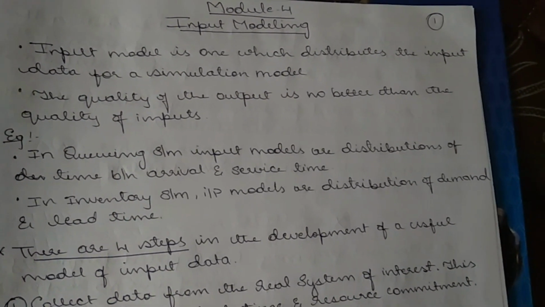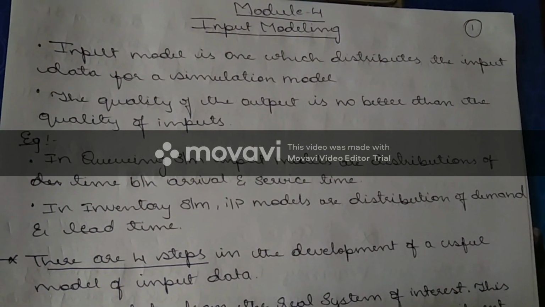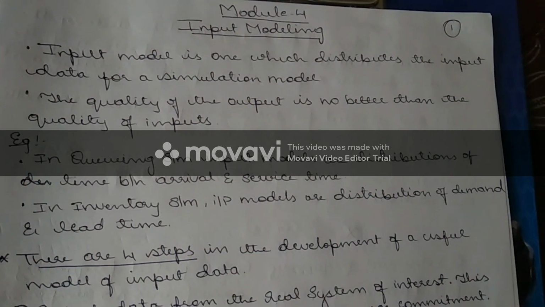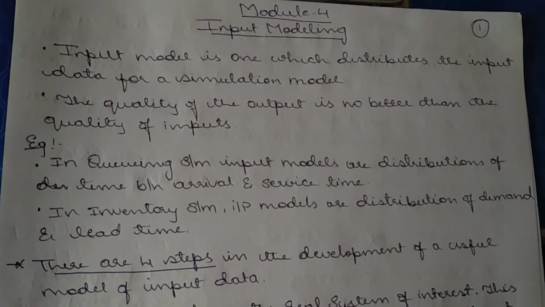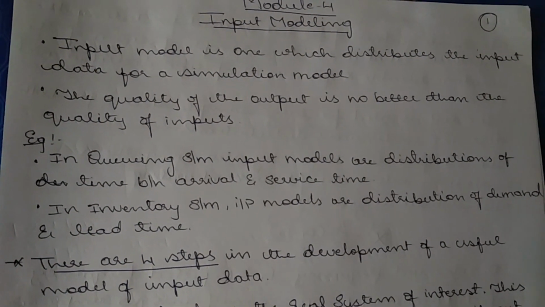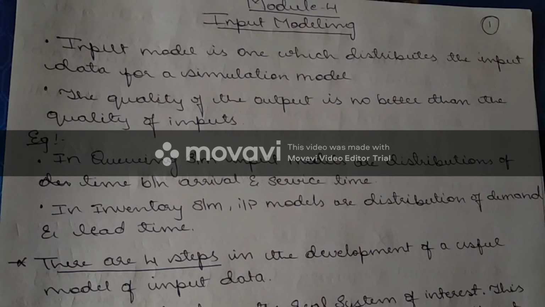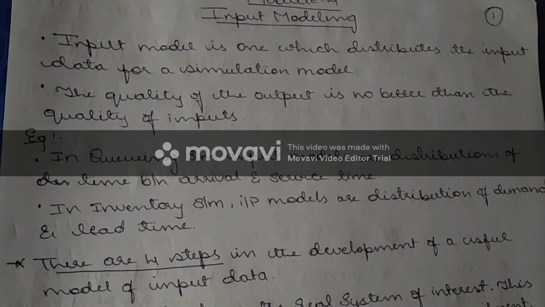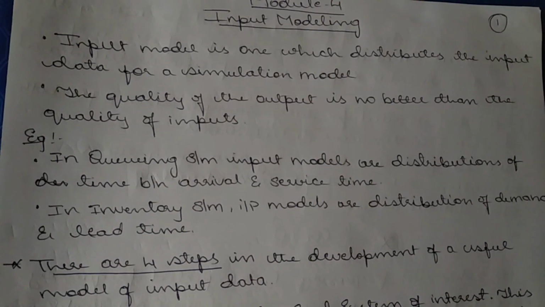Here the quality of the output is no better than the quality of the inputs. That is, the quality of output is directly proportional to the quality of inputs. If the quality of input is good, then the quality of output is good. If the quality of input is bad, then obviously the output will not be proper. For example, if you are constructing a home and the quality of the materials is good, then the house will have a long life. If the quality of the materials is not good, then we cannot say when the house is going to collapse. In the same way, input should be proper for any of the models.